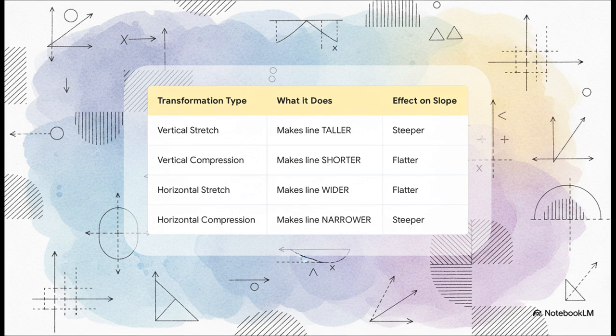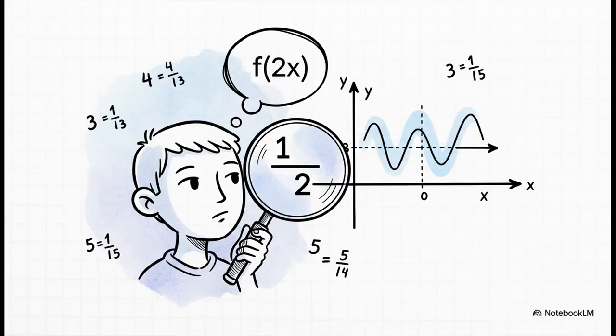They both make the line steeper. And look at the flip side. Squashing it vertically or stretching it wide horizontally both make it flatter. Kind of cool, right? It means there's often more than one way to get the same look. And hey, guess what? That think opposite idea we just mastered for horizontal shifts, it's about to make a comeback.